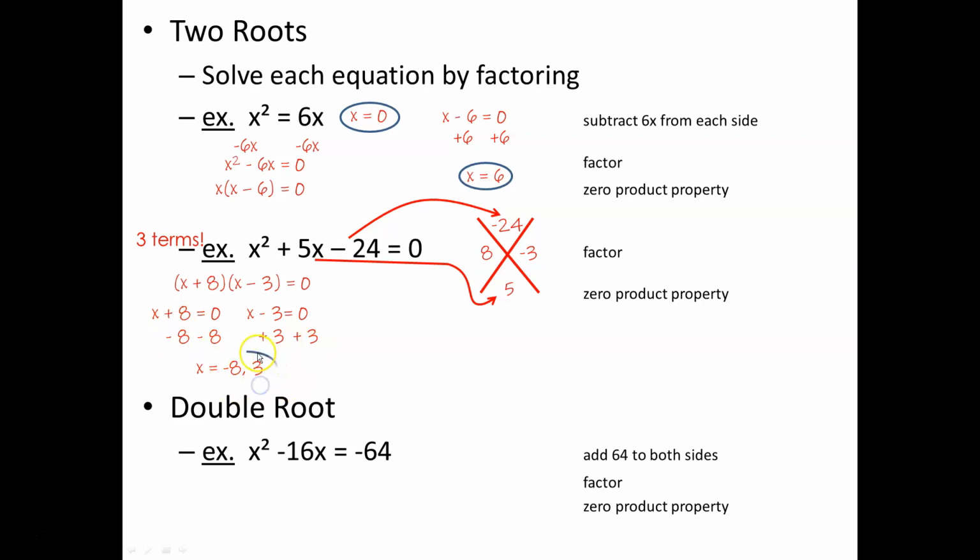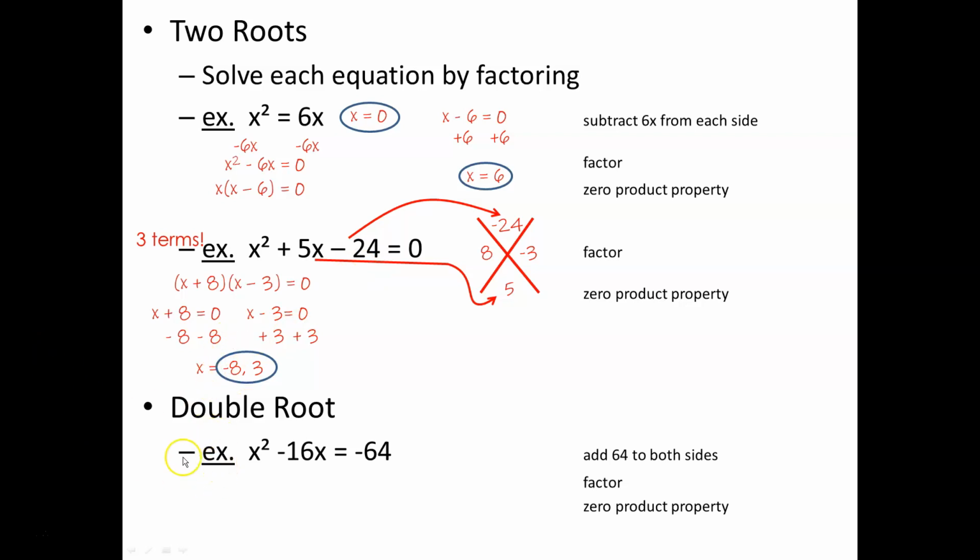And this is how you will answer the problems in Math Excel, that they just want a list of possible numbers. So it's not an ordered pair. Do not put parentheses around it. It's just negative 8, comma 3. This one up here, we'd put 0, comma 6 or 6, comma 0. The order doesn't matter because it is just a list of numbers.